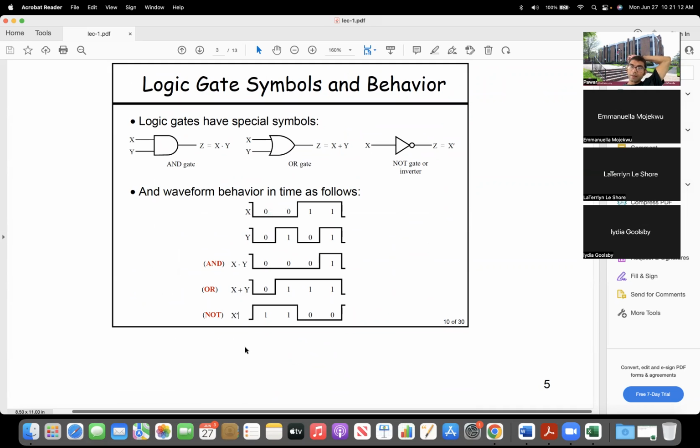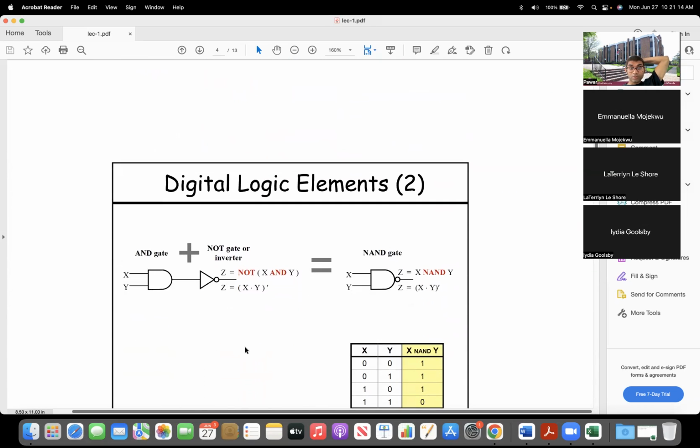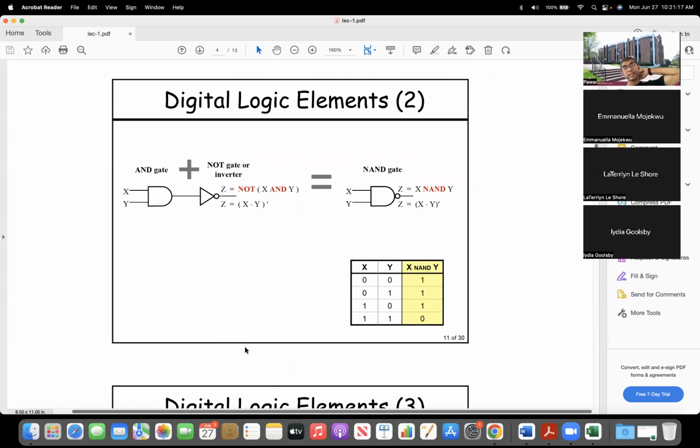That's all. So the next thing we want to look into is another gate called NAND gate, right? New gate. We know what an AND gate is, and we know what a NOT gate is. If you combine an AND gate with a NOT gate, it's a NAND gate. So N from NAND is for NOT, and AND is for AND. So NAND is NOT plus AND.